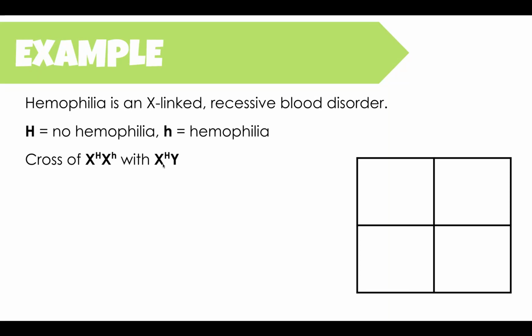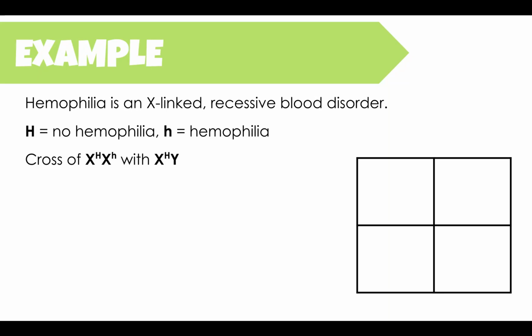because it's the XY sex genotype. This male has the dominant phenotype because there's only one X here, and it's an uppercase H attached to it. So this male would not have hemophilia either. Both parents in this case do not have hemophilia.